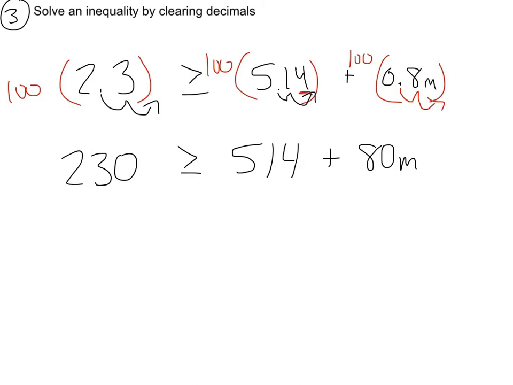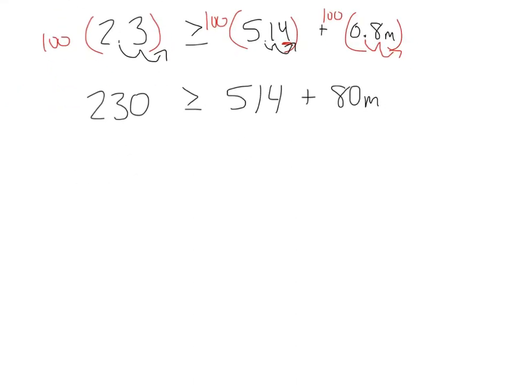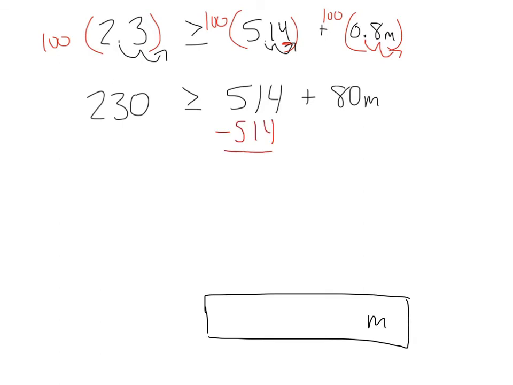So what do we do next? Well, next, we're going to solve it like we would any other equation. I have multiplication here that I've got to break up, and I also have a positive 514 I need to get rid of in order to get this m by itself. Remember, the end goal here is to get the variable, which is m, by himself on one side of the, in this case, inequality. So we'll have some number here and some sign right there. So, going to subtract 514 first.